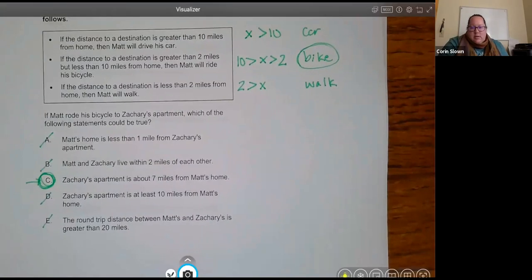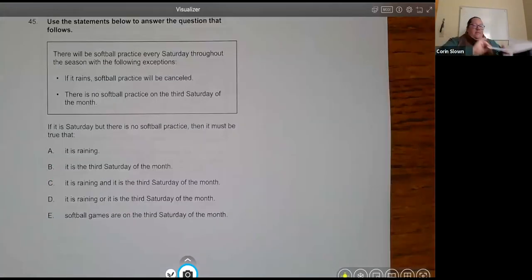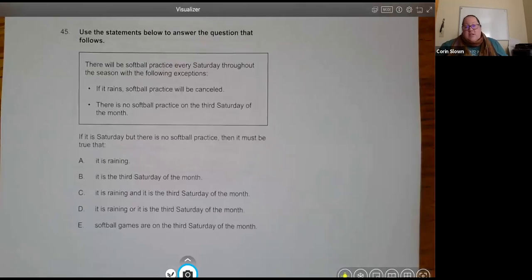Okay. I think that one of the challenges sometimes for these problems is actually making sure that you understand how the answer is representing the information. So let's take a look at problem 45, because I'm sure they've got another one that's similar. There will be softball practice every Saturday throughout the season with the following exceptions. If it rains, softball practice will be canceled. Or there is no softball practice on the third Saturday of the month. So let's take a look.